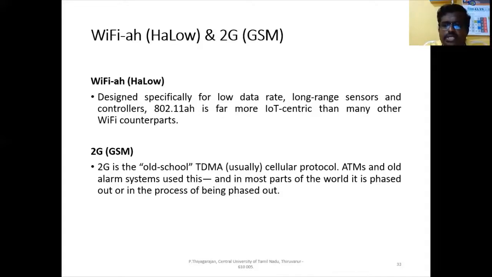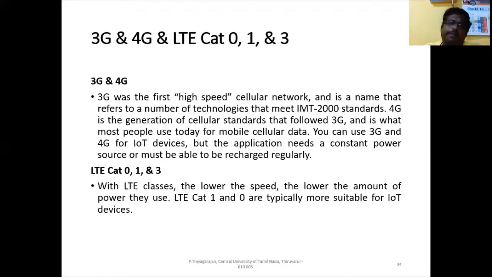Next, we have 2G GSM. 2G, though it is very old, this TDMA introduction is making it much more popular, and ATMs and old alarm systems use this. And in most parts of the world, it is phased out or in the process of being phased out, but still it is being used in the IoT.